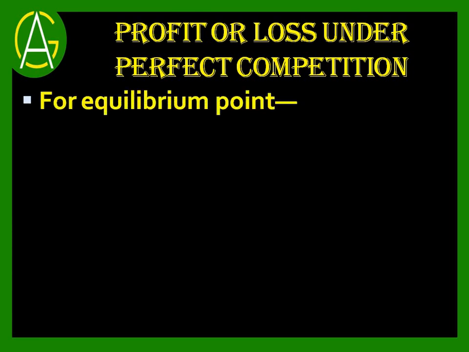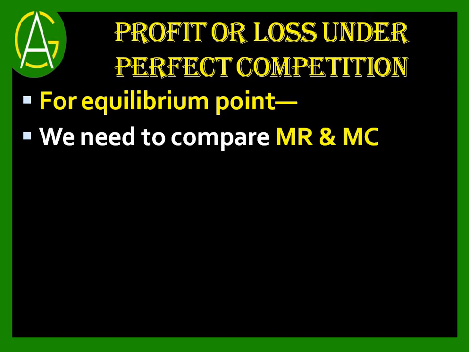First of all, we all know that the equilibrium point is the point of profit maximizing level of output. That means the output at which the firm earns maximum profit. That point is considered as an equilibrium point. In order to find out the equilibrium point, we need to compare marginal revenue and marginal cost. Where marginal revenue is equal to marginal cost, it is considered as the equilibrium point of the firm, and at that point the firm is earning the maximum profit.